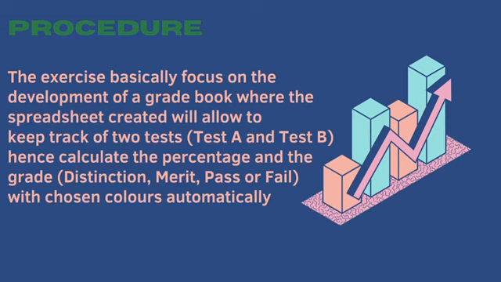There are a few procedures in this topic, where basically the exercise focuses on the development of a gradebook. The spreadsheet created will allow us to keep track of two tests, Test A and Test B, hence calculate the percentage and the grade, distinction, merit, pass or fail, with chosen colors automatically.